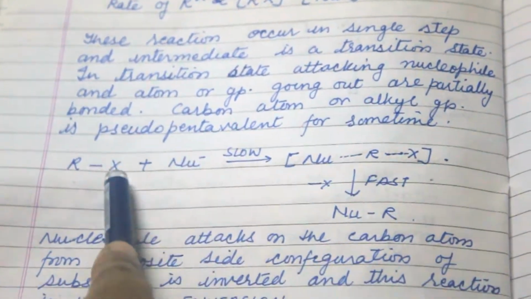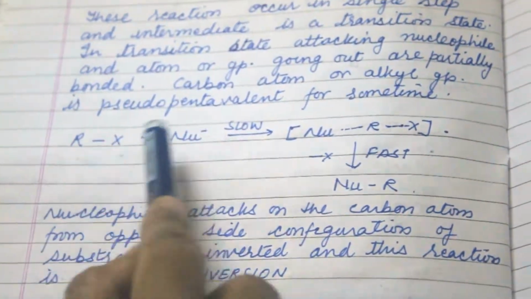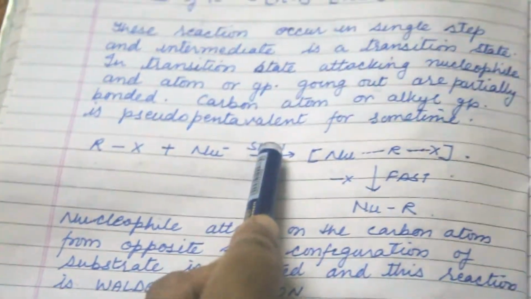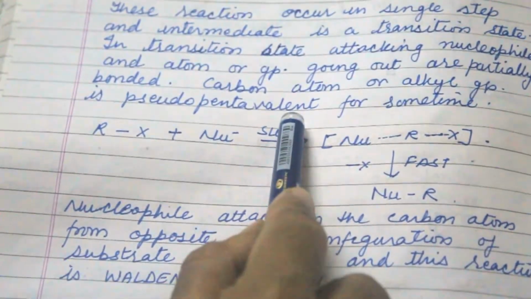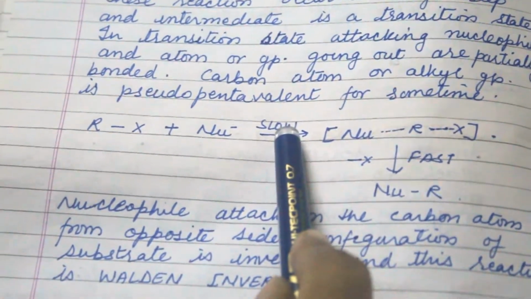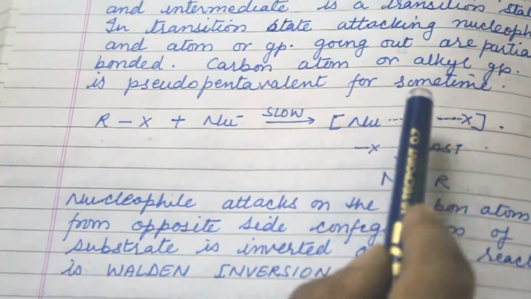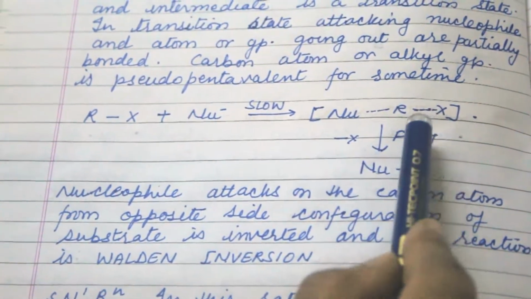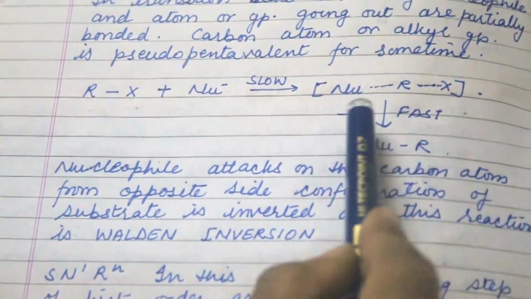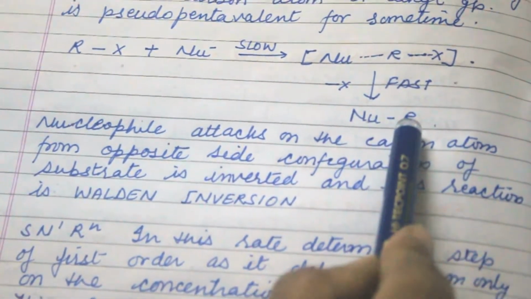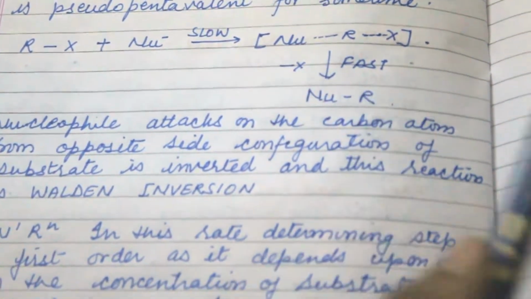Firstly, when the nucleophile attacks this substrate, it is a slow reaction. That is why it is the rate determining reaction, because it is slow. Always remember, slow reactions are rate determining steps. So when the nucleophile attaches in the transition state, the reaction becomes fast and X gets eliminated or substituted, and Nu, the nucleophile, is attached to the substrate.